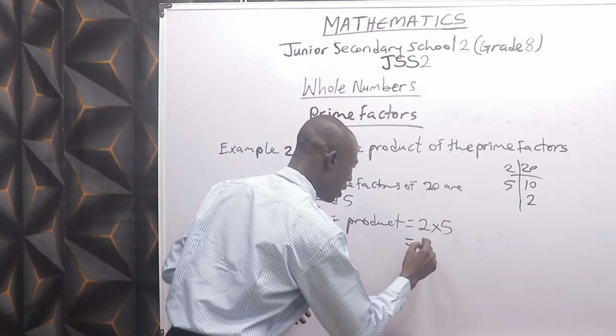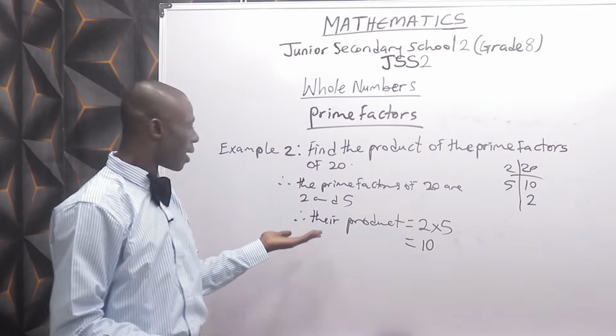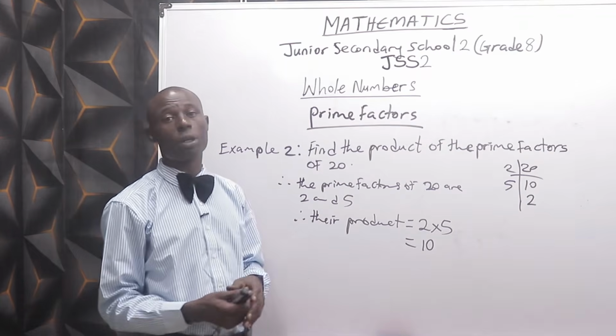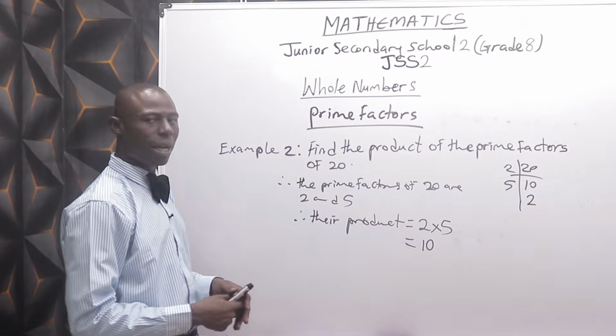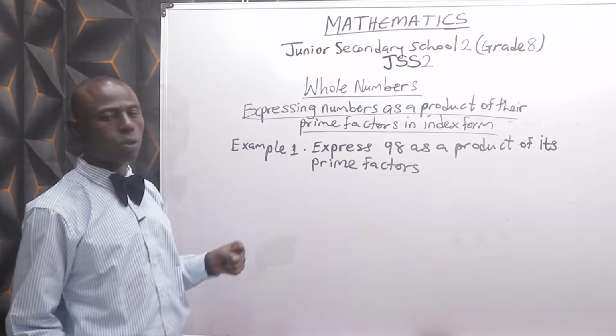2 times 5 is 10. Coincidentally, our answer for example 1 was 10, and our answer for example 2 is 10. It's just a coincidence. It's not going to be like that always. And that is that about prime factors. Let's come to the subtitle.